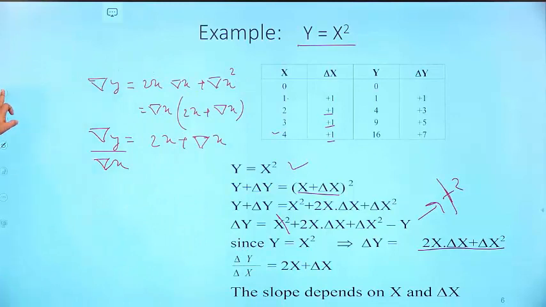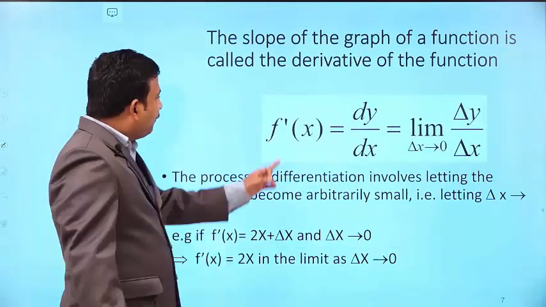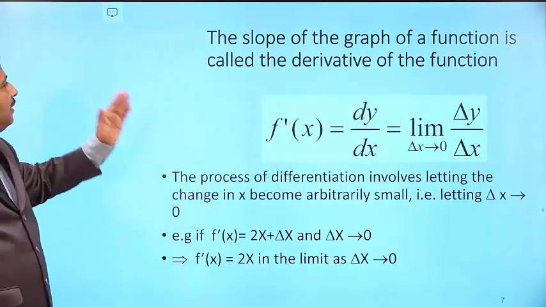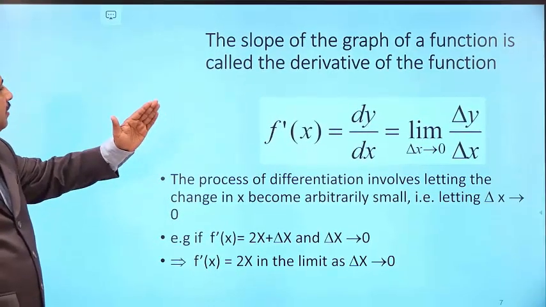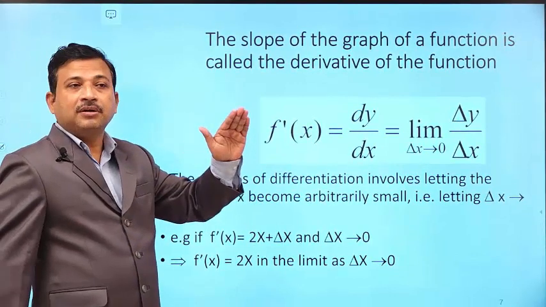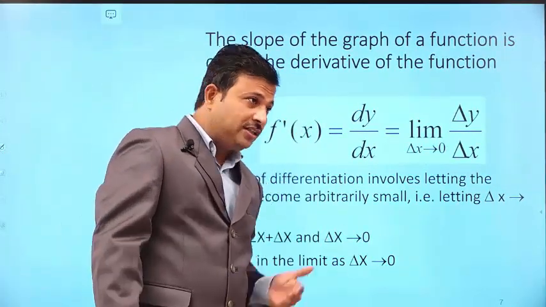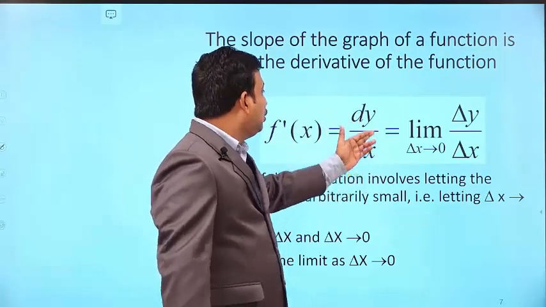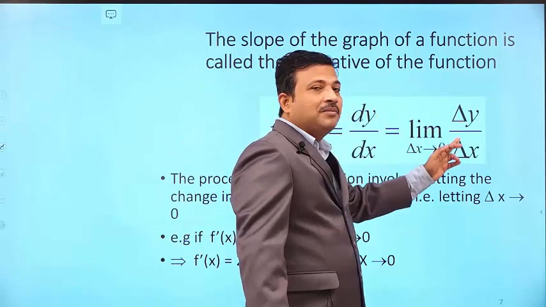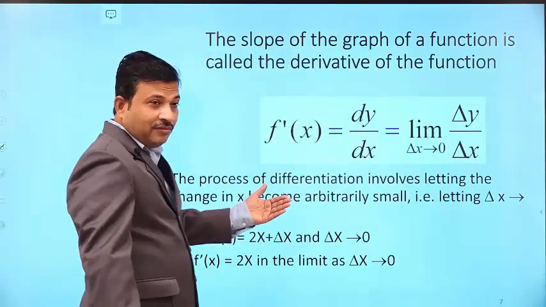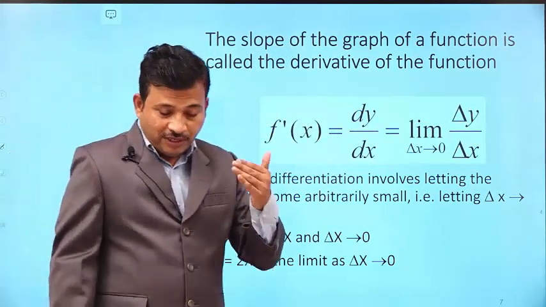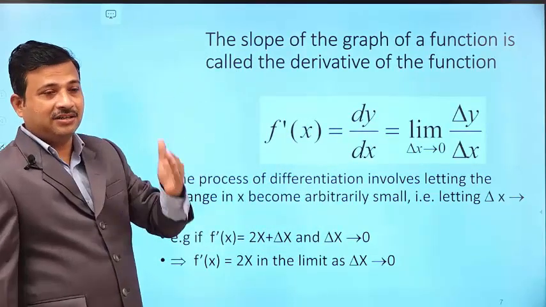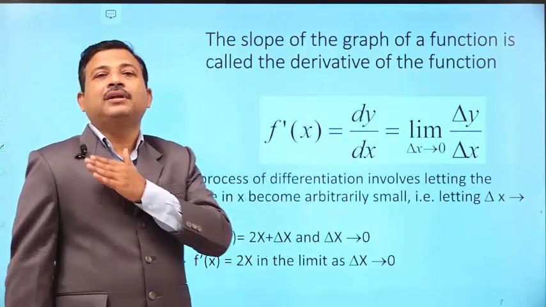Is it clear? So now, what is differentiation? How do you derive it from that particular part to this one? The slope of the graph of a function is called the derivative of that function. The slope itself, we call it the derivative of the function. So f dash x equal to dy by dx equal to limit del x tends to 0 of del y by del x. So the derivative is coming from the limit. So you should be very perfect in limit. That is why I told you serially: set, relation, functions, limit, continuity and differentiation.